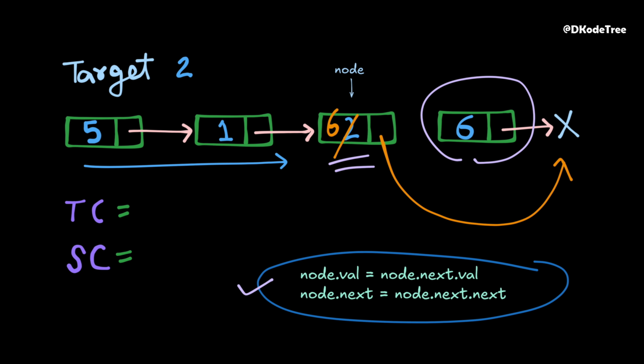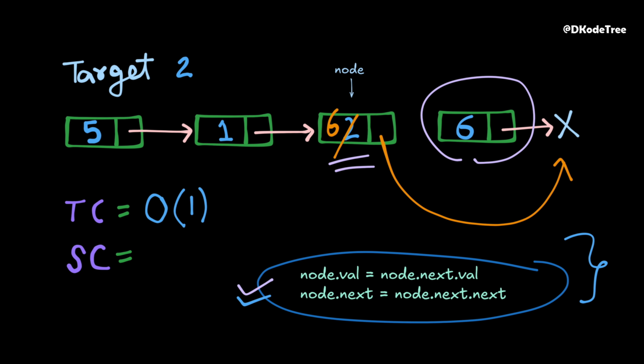Since this approach does not include any traversal, and both copying the value and updating the pointer are constant time operations, this approach works in just O of 1 time. And because it doesn't use any extra space, the space complexity is also constant, that is O of 1.